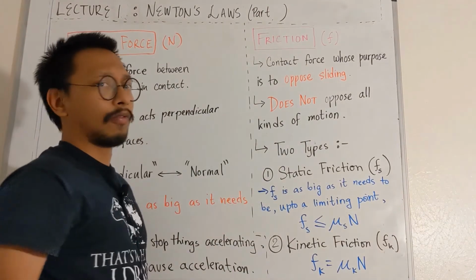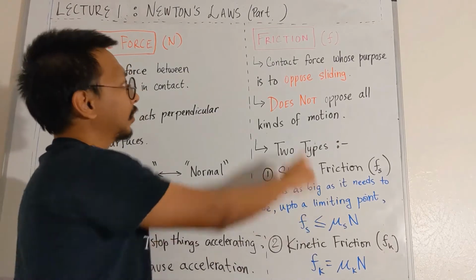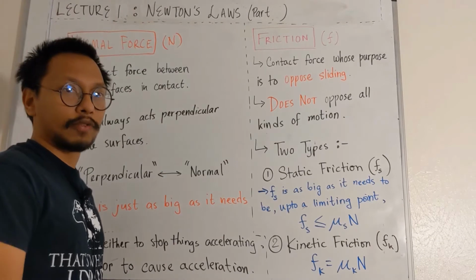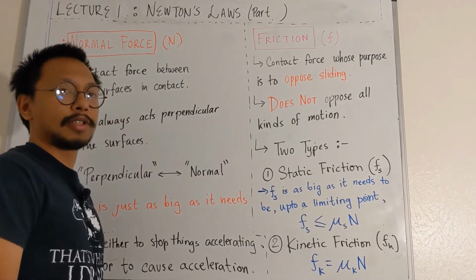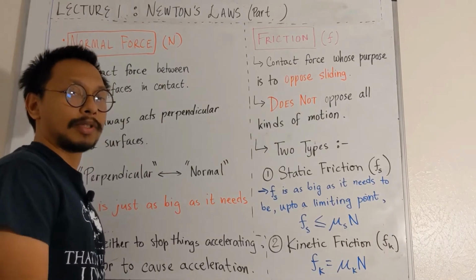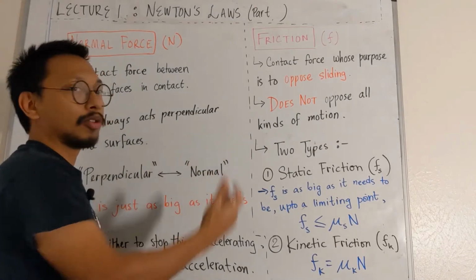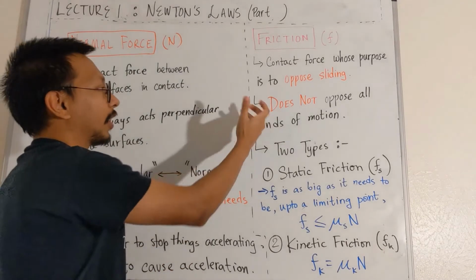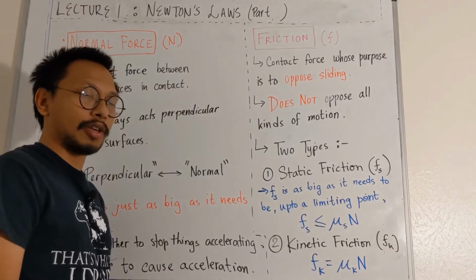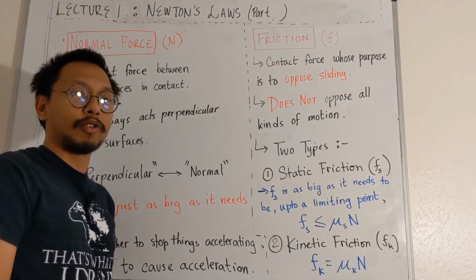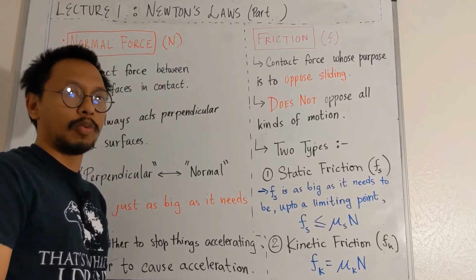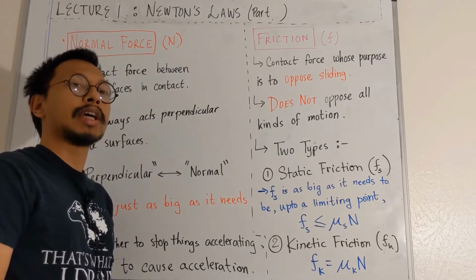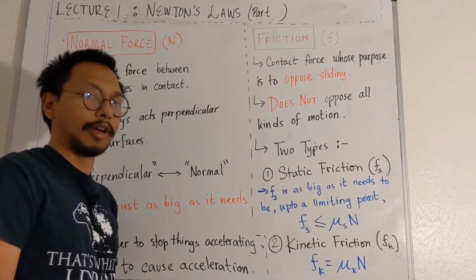Friction is another kind of force that we would like to study. Friction is denoted with a small f, and it is also another type of contact force. But this force exists between surfaces with the purpose of opposing the surfaces from sliding against each other. And the common misconception about friction happens to be that friction is a force that opposes motion. It is not always the case, because it doesn't oppose all kinds of motion. Friction only opposes sliding motion. Sliding is the key word here.